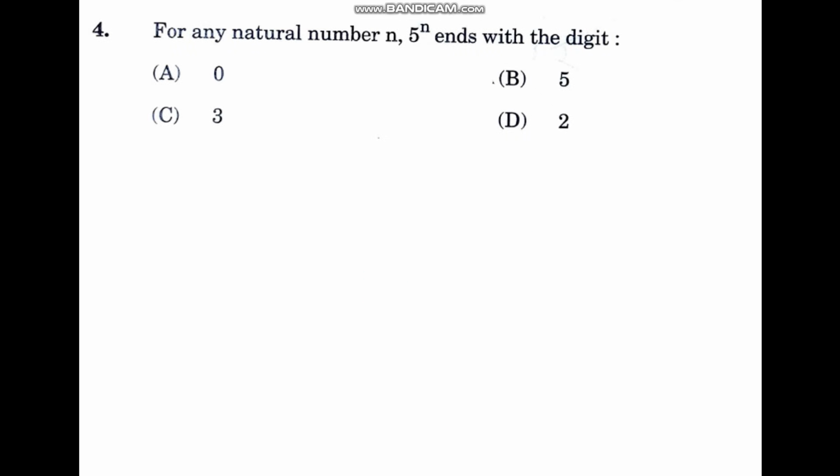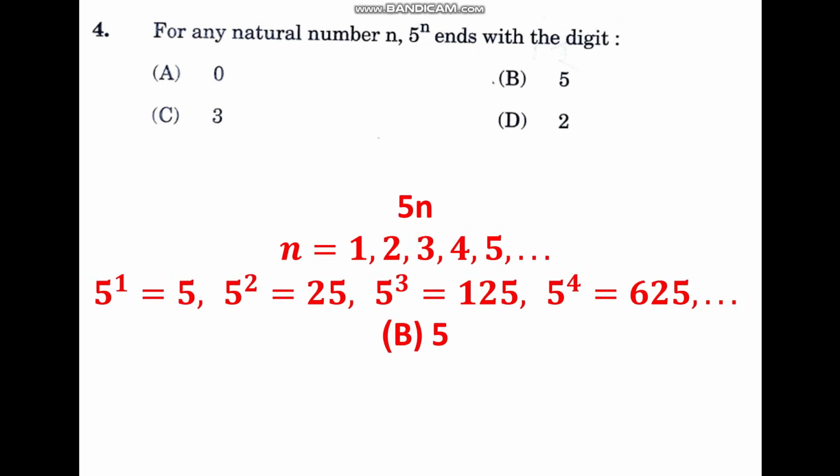Question number 4 is: for any natural number n, 5 to the power n ends with the digit? n can be any natural number, it can be 1, 2, 3, 4, 5. So when we are putting it, 5 to the power 1 is 5, 5 squared is 25, 5 cubed is 125, so everything is ending with 5. The correct option is the end digit will be option number B, 5.